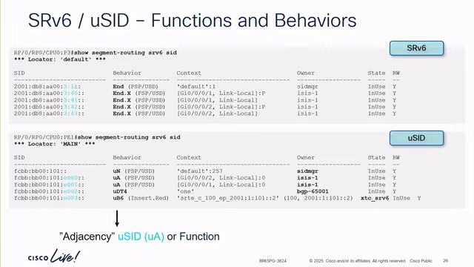What are the end functions? Like you see here for node 3, you have an end function. And then probably for every interface, you have an end.x function, adjacency SID, and so on. And for microSID, you have something similar, but it will be identified by UN or UA.